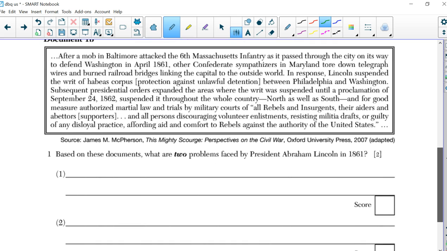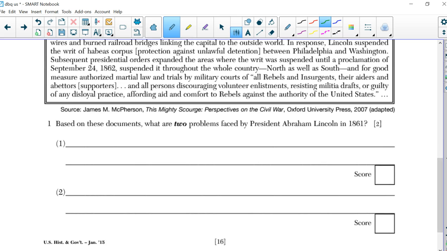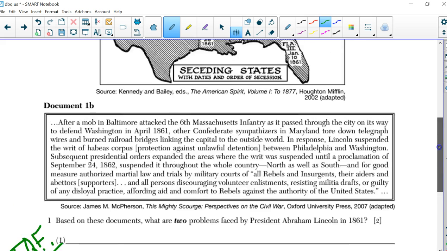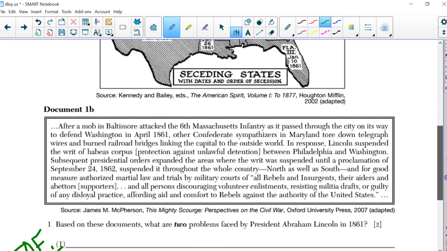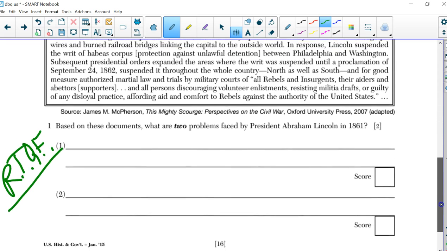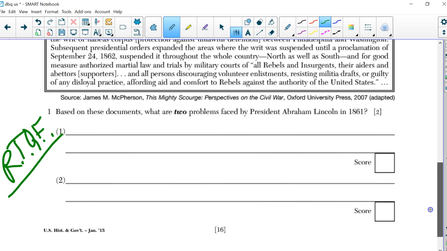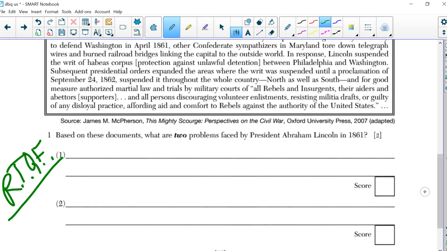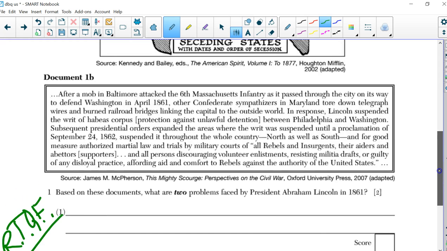Okay, what I tell all of my students, and if you are in my class, you have heard me say it over and over and over again, R, T, Q, F. Read the question first. When you are given anything, when you are given a map, when you are given a blurb of text, when you are given an ad, when you are given anything in front of you, read the question first. Find out what they're looking for, so you are not wasting your time reading through all of this.